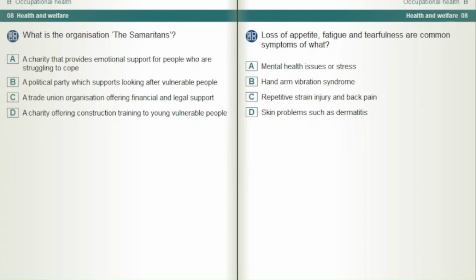Loss of appetite, fatigue, and tearfulness are common symptoms of what? Mental health issues or stress. Hand-arm vibration syndrome. Repetitive strain injury and back pain. Skin problems such as dermatitis.